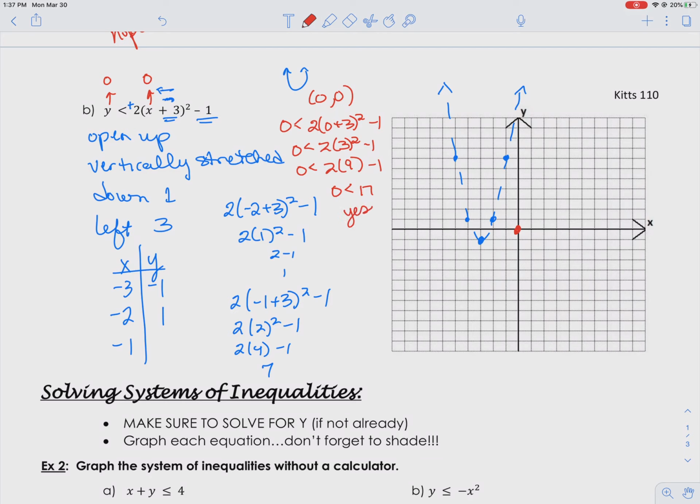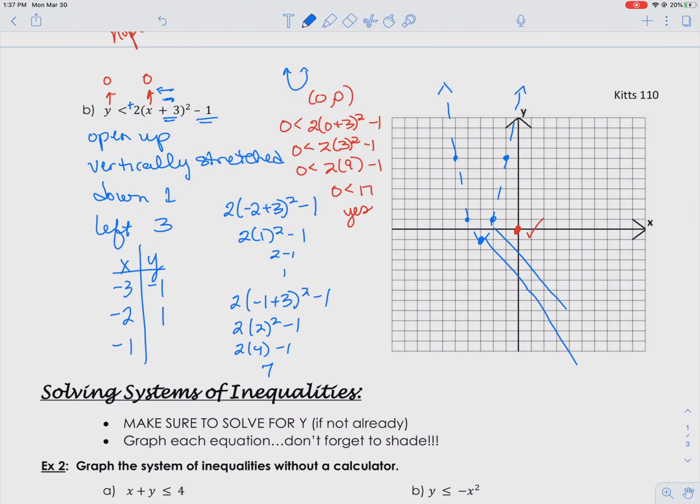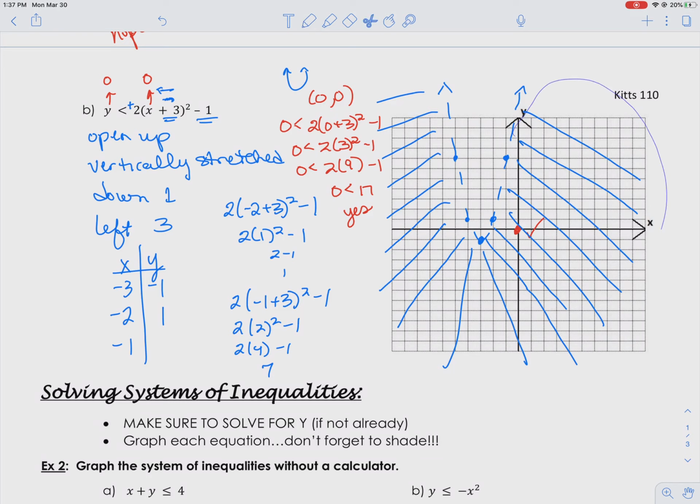It is. So that means I am going to shade where that dot is. So I'm going to shade outside of my parabola. If I had gotten a no, then I would shade inside my parabola. So basically, any point in this area is going to make this thing true, okay? So now we know how to graph one of these.